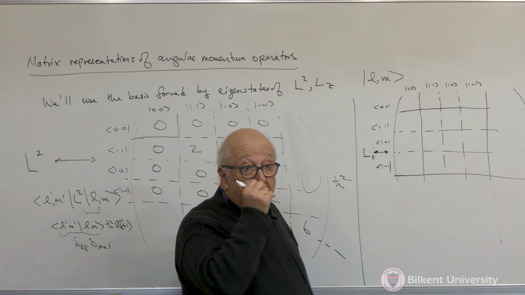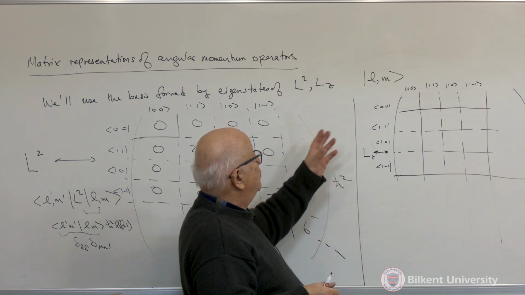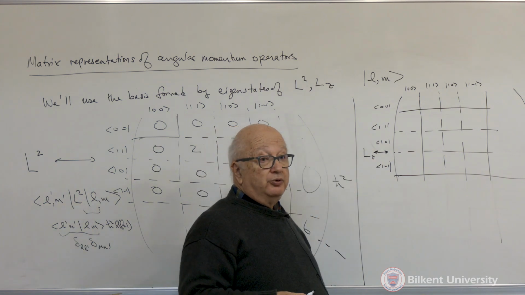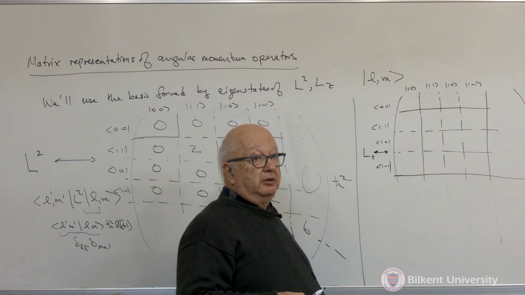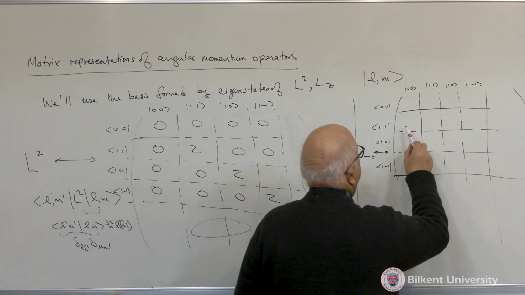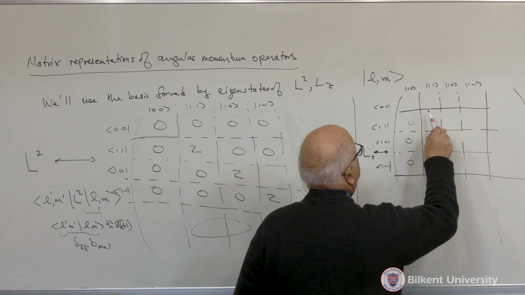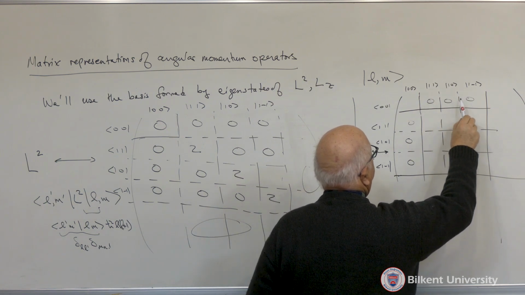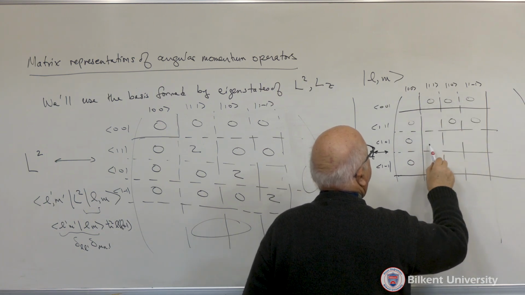Now again, I am using the eigenstates of the LZ operator, so I expect only diagonal terms, right? So off-diagonal stuff, let me just put zeros. This just comes from orthogonality, right?